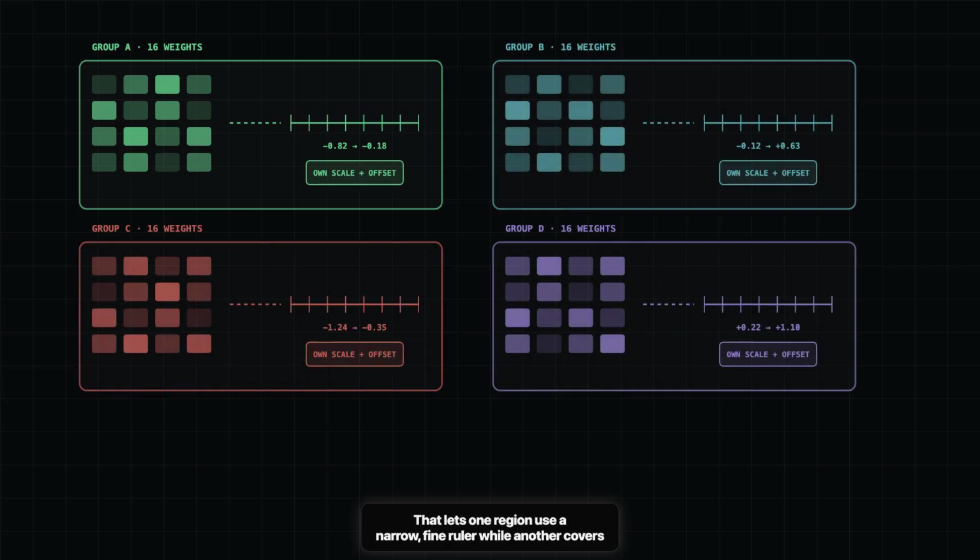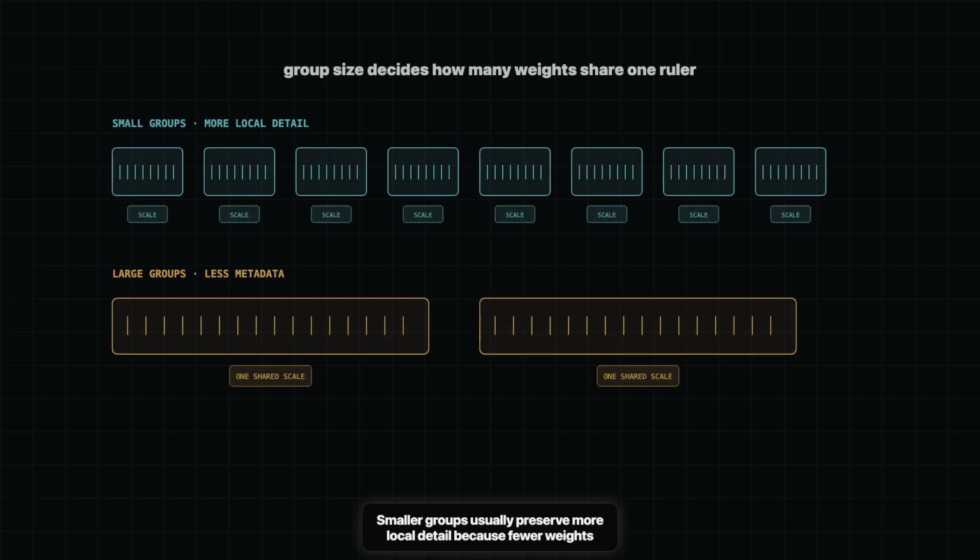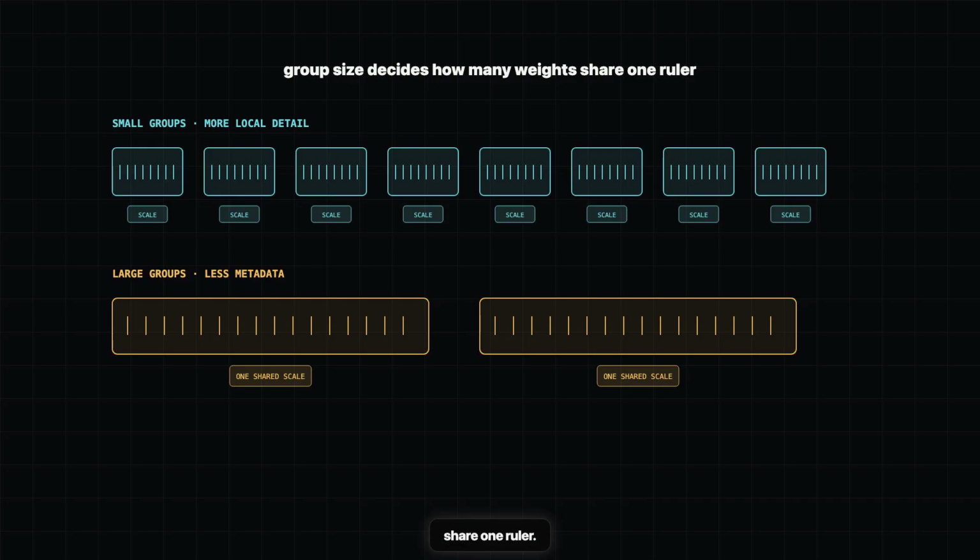That lets one region use a narrow, fine ruler while another covers a wider range. The metadata is local, only the weights in that group use it. Smaller groups usually preserve more local detail because fewer weights must agree on one range. The cost is storing more scales and offsets across the tensor.